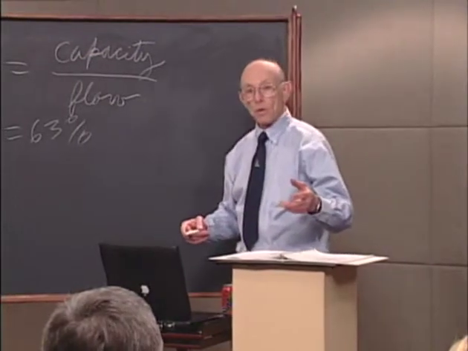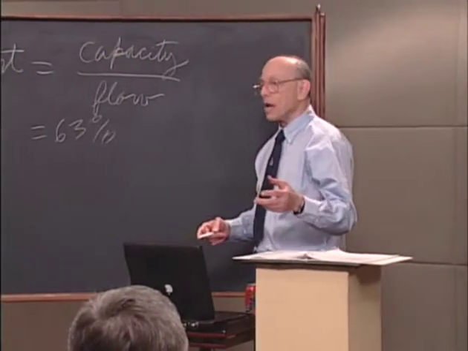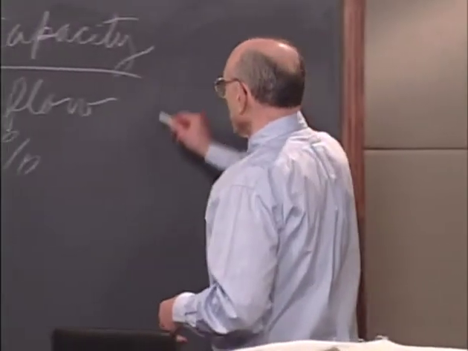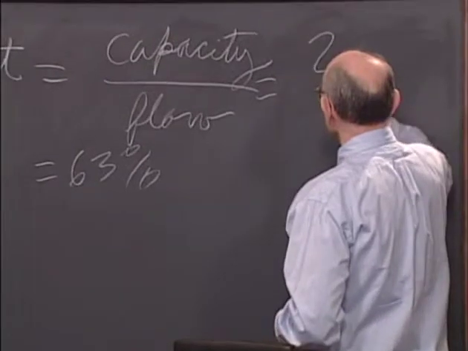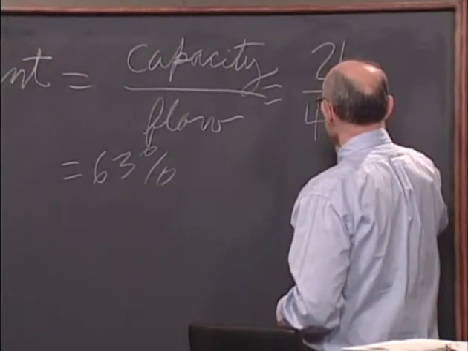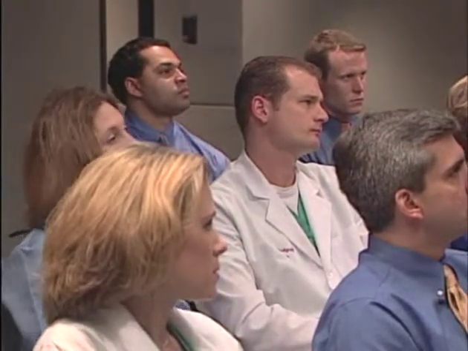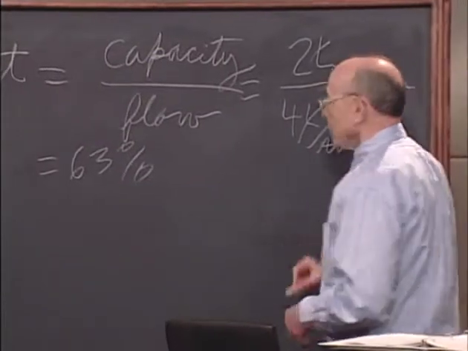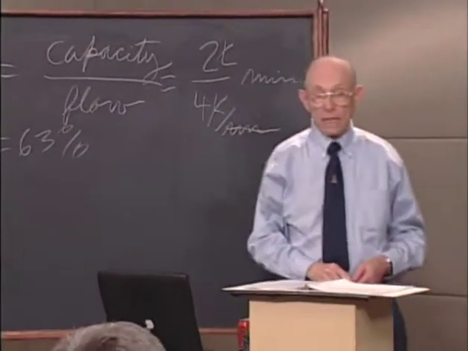What's the normal functional residual capacity of an adult patient? Give me an FRC, functional residual capacity. About 2 liters. About 2 liters. And what's a normal alveolar ventilation? About 4 liters per minute, of course. So if you calculated for the lungs the time constant, it would equal 2 liters over 4 liters per minute. The liters cancel out, and the minutes go up here. And you'd see that the time constant for the lungs is a half minute.